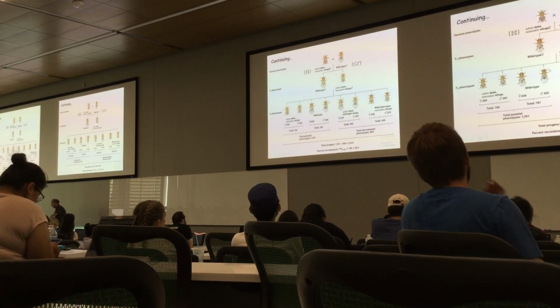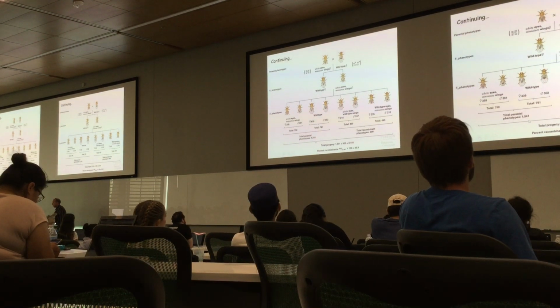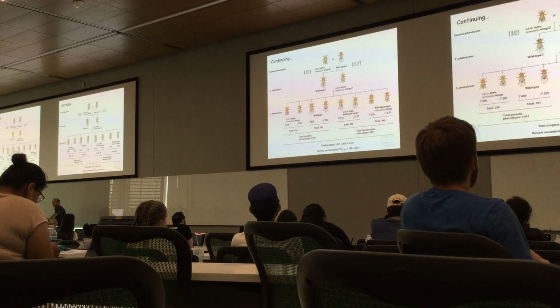Okay, and in this particular experiment, they're suggesting that we get 1,500 parental types, which are going to split themselves into males and females, right?